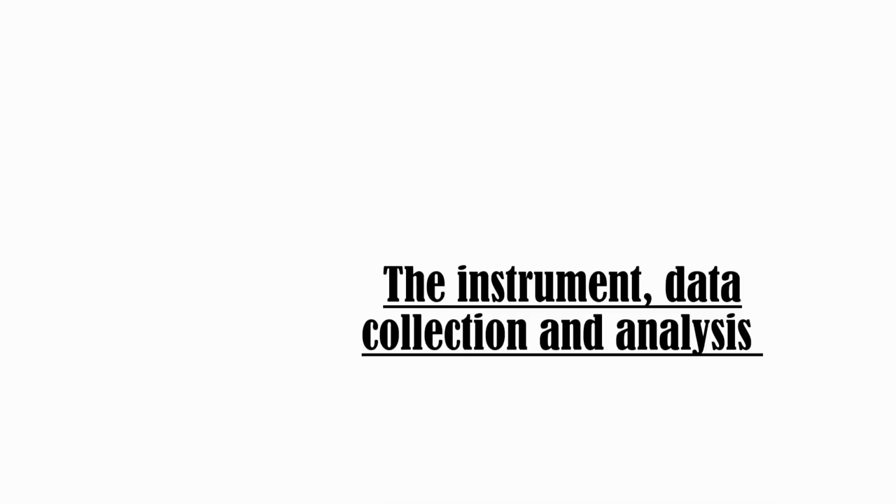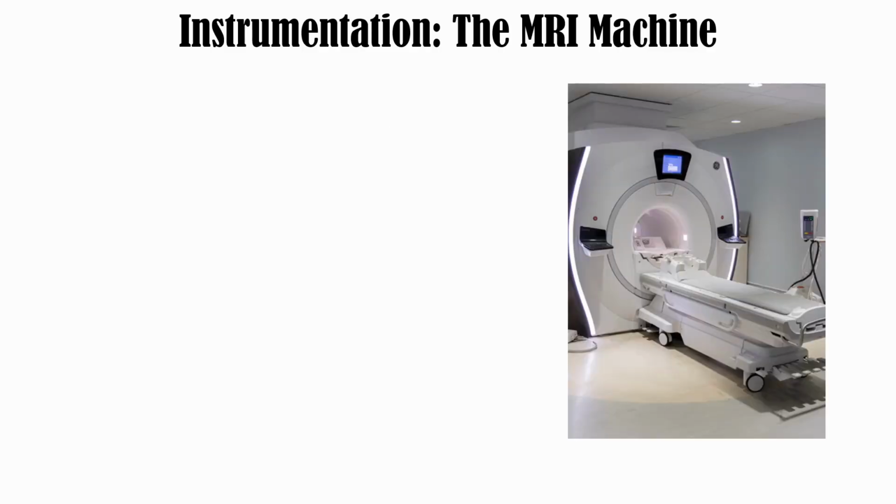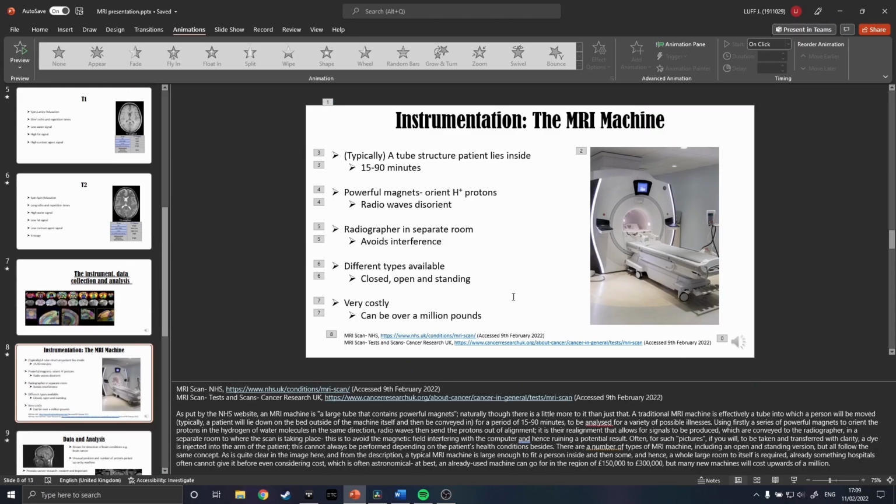MRI data form a key part of modern medicine, but how do we collect it, and what can it tell us? As put by the NHS website, an MRI machine is a large tube that contains powerful magnets. Naturally though, there is a little more to it than just that.